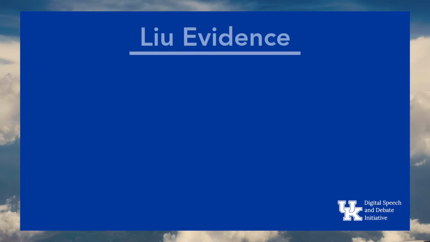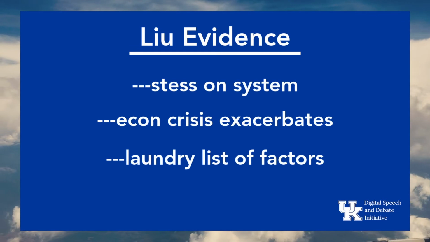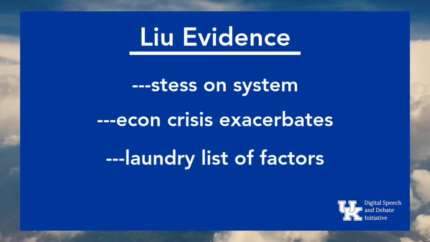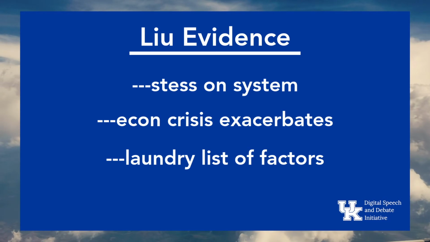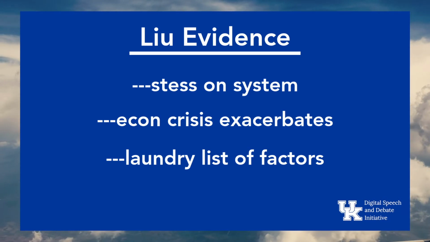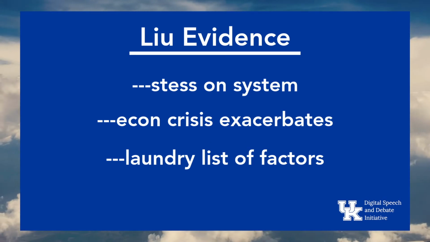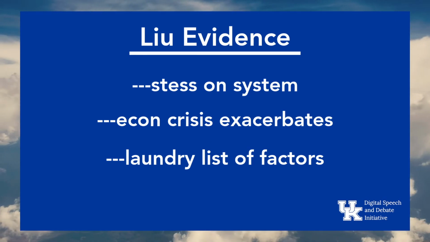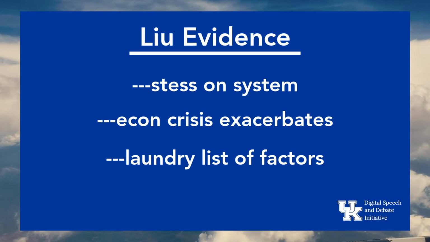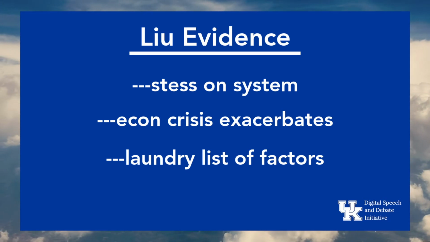Alright, now, how do we formulate a line-by-line response? We need to take stock of what our card says and what the opponent's card says. The Liu evidence says many things are putting stress on the international system, creating tensions, and could be triggers for war. And economic crises would exacerbate those triggers. The things it lists are technological disruption, migration crisis, anxiety over globalization and protectionism, political polarization, and rising nationalism.